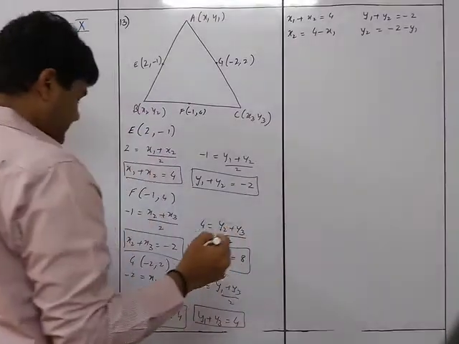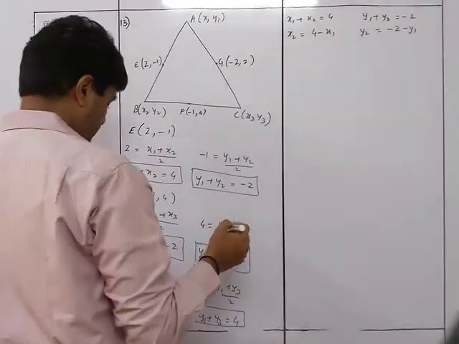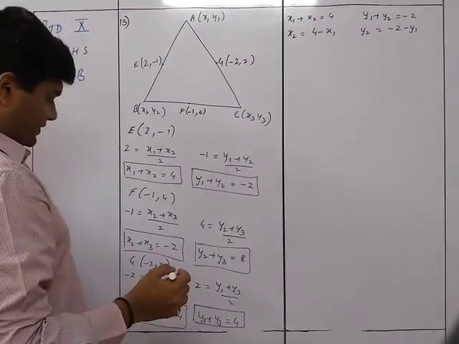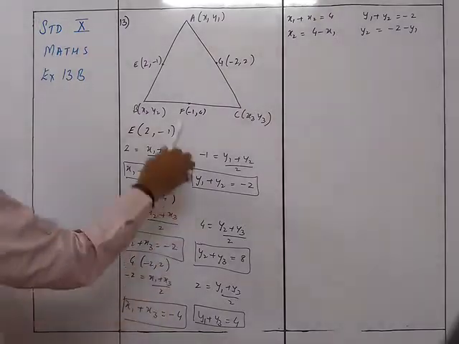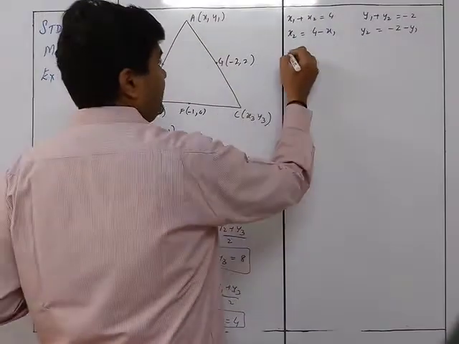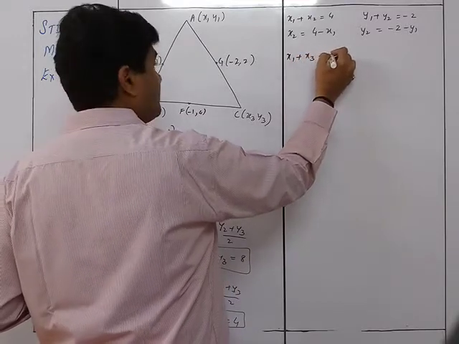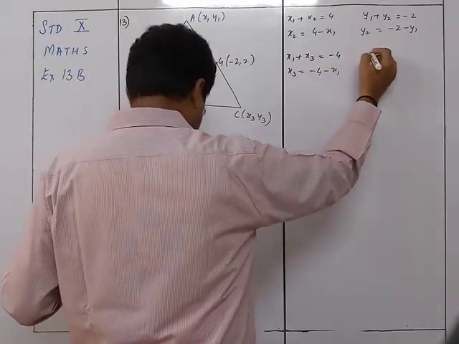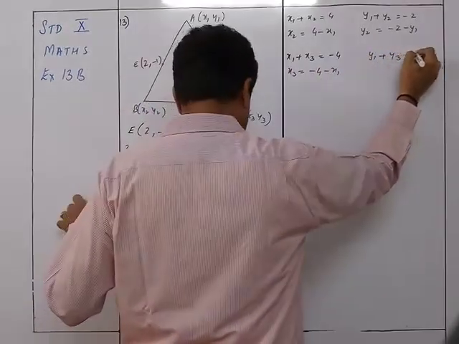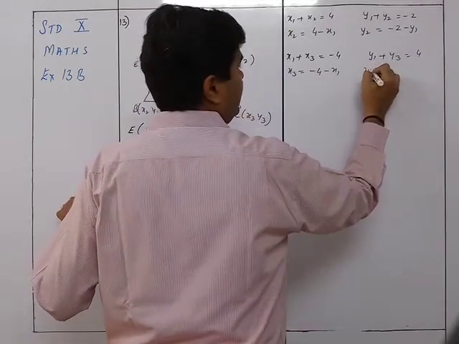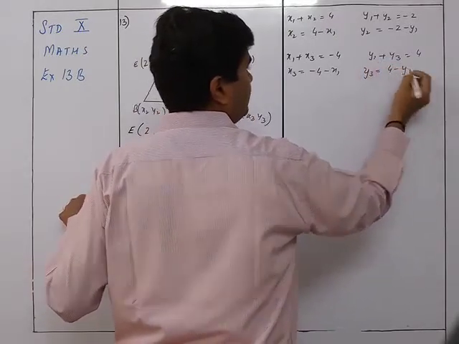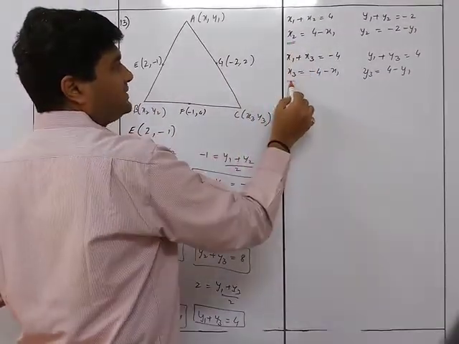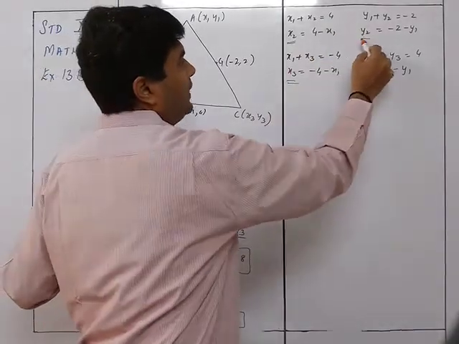I want to take everything in terms of x1. I've taken x2, now I'll take x3. So it is x1 plus x3 is equal to minus 4. So x3 is equal to minus 4 minus x1. Next is y1 plus y3 is equal to 4. So y3 is equal to 4 minus y1. So now you can see that I have got the values of x2 and x3 in terms of x1, and y2 and y3 in terms of y1.